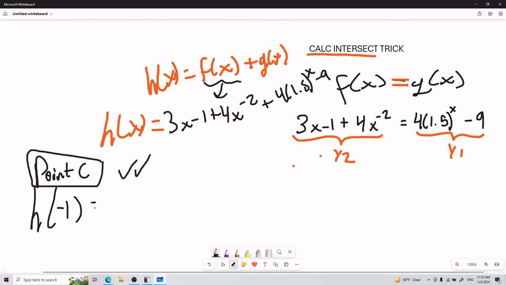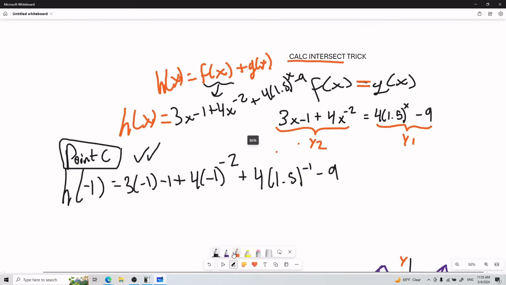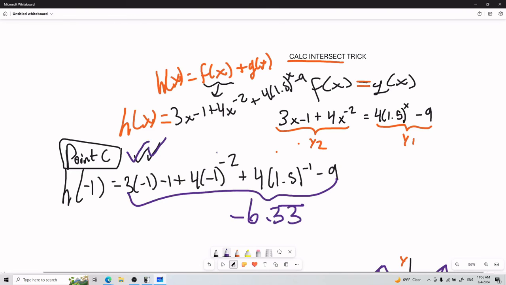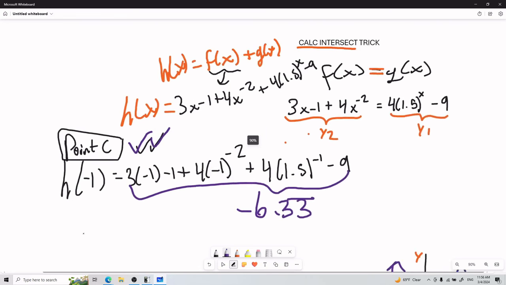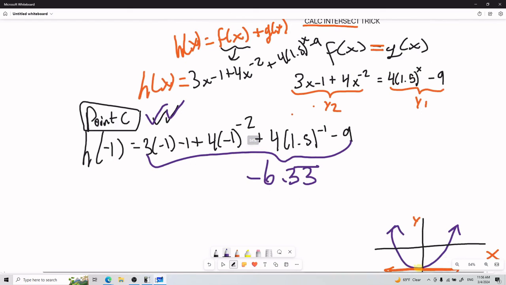So if I go ahead and plug in -1 for h, I'm going to have -1 here, right? So it's going to be 3 times -1 minus 1, see? Plus 4 times -1 to the power of -2 plus 4 times 1.5 to the power of negative 1 minus 9. And so if all of this equals negative 6.33, then point C exists. If it doesn't equal negative 6.33, then h of negative 1 gives me a different point. See? Let's see what happens.